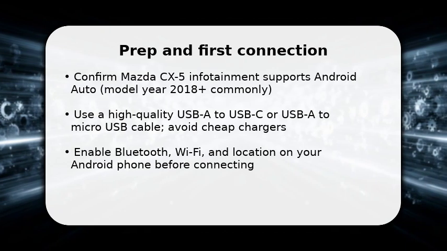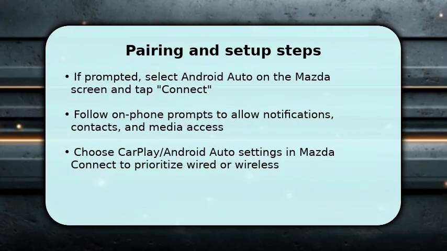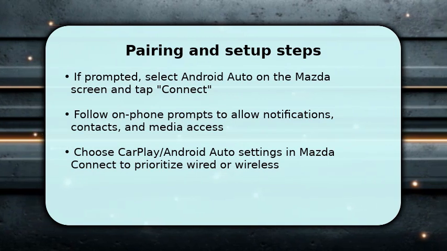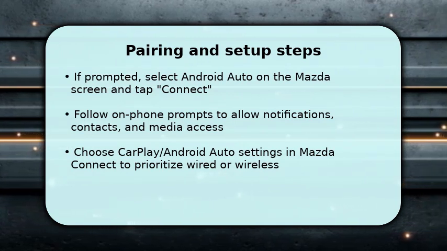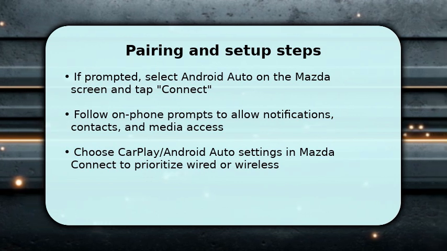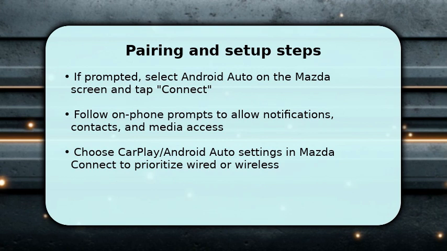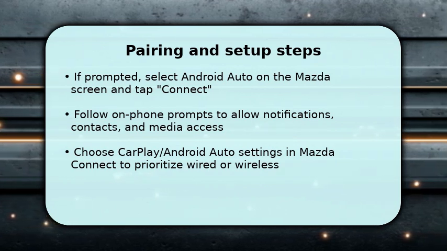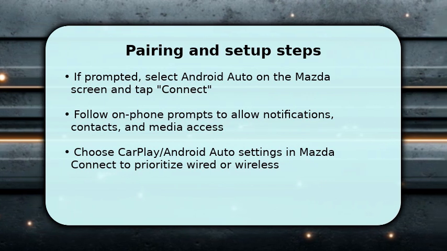Once the initial handshake appears, you complete the pairing and setup. Tap Android Auto on the Mazda Connect screen, then on your phone tap Accept for required permissions. This enables navigation, calls, and media to stream through the head unit. Make sure Android Auto is set as the default projection app in phone settings. Otherwise, the phone may revert to basic Bluetooth audio.